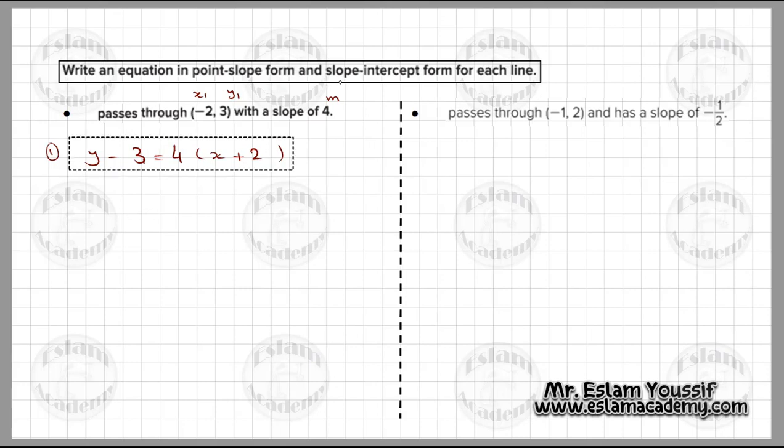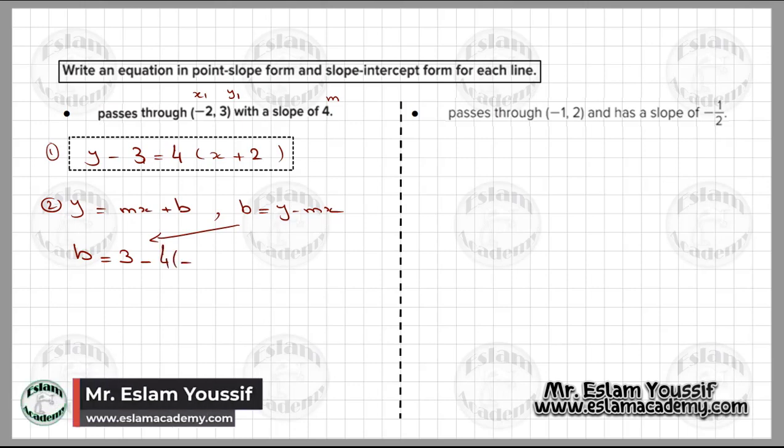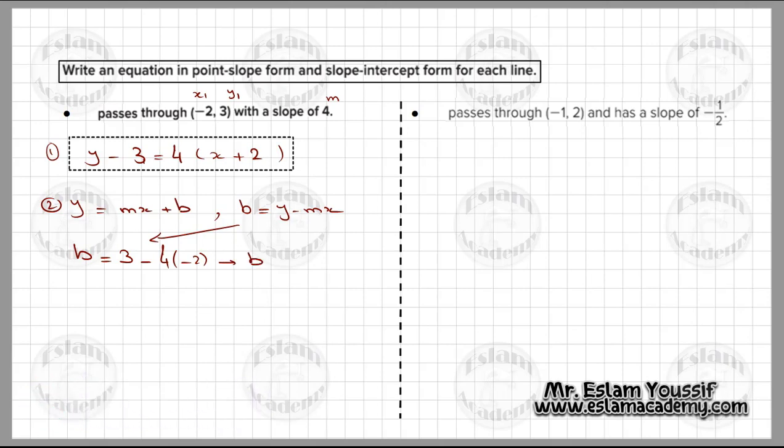Now if we need to write the equation in slope-intercept form, it is defined by y = mx + b. Now we have m equal to 4. The missing value is b. As we said before, we can use the formula b = y - mx to find the y-intercept. Using substitution, b = 3 - 4 × (-2). 4 times negative 2 equals negative 8. 3 minus negative 8 equals positive 11. So that is the value of b.